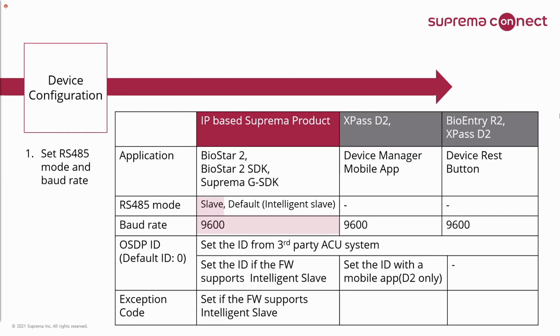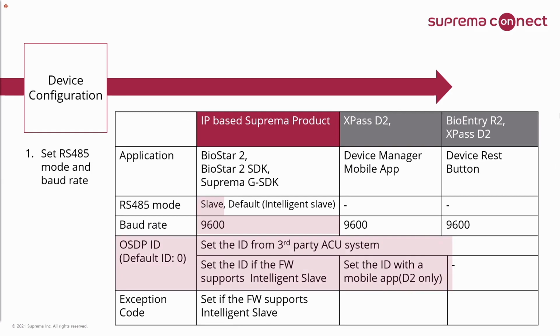Devices that can connect to IP can be configured through BioStar 2 software or SDK application. For OSDP ID, a setting is required when more than one device needs to be connected to the access control panel. Since the default OSDP ID of Suprema device is 0, the OSDP ID setting is required to avoid overlapping the OSDP ID when connecting the same access control panel.